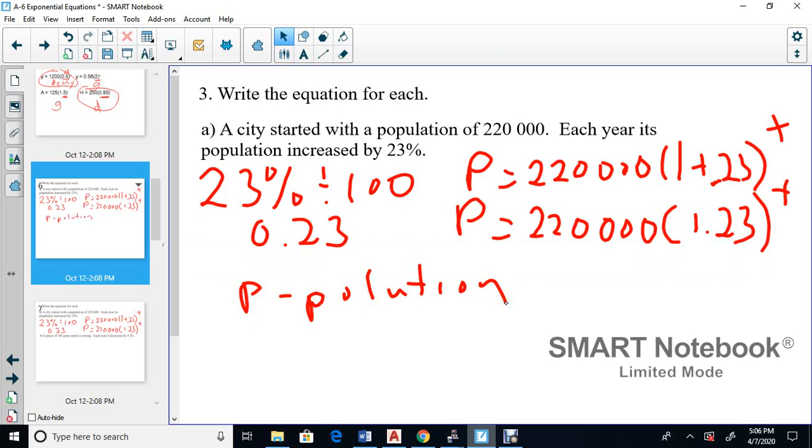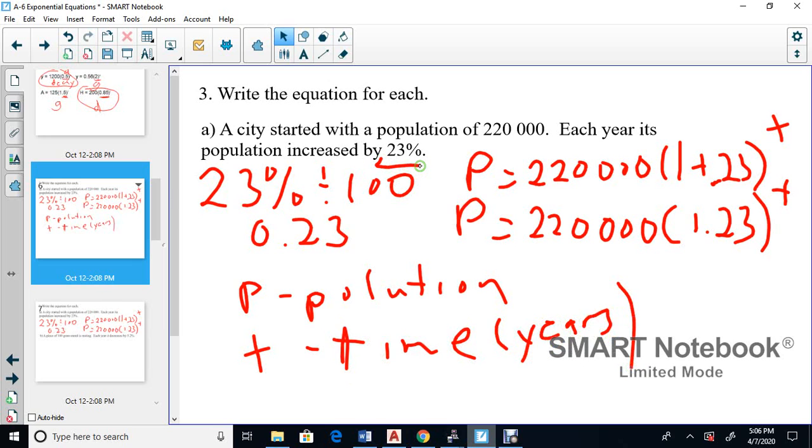Okay, and T is for time, and the time is in years. So first we take our percent, turn it to a decimal. Then we have to decide whether we add or subtract. So in this case we add. So it's 1 plus 0.23, and then we get 1.23, and t goes on the top.